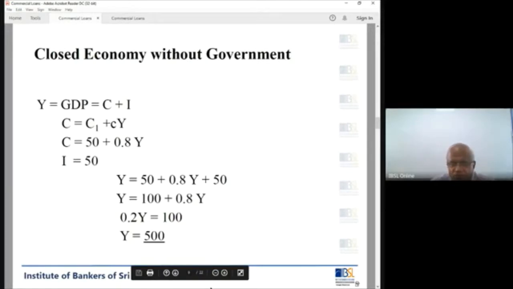Consumption equals 50 plus 0.8Y. Now both 50 and 0.8 have some specific meaning. Consumption function, general formula, C equals C1 plus cY. You can use any numbers. In the examination, they usually give the equation with the numbers, right? But these numbers have economic meaning, very important economic meaning.